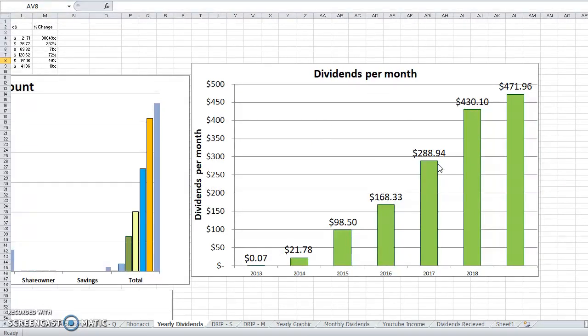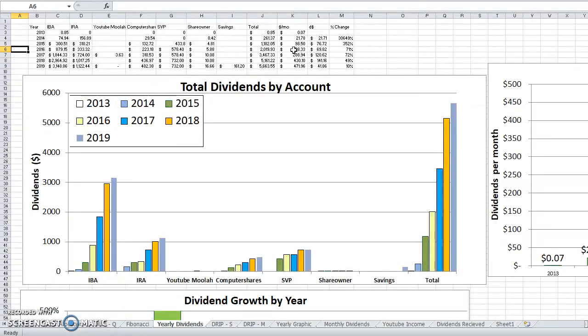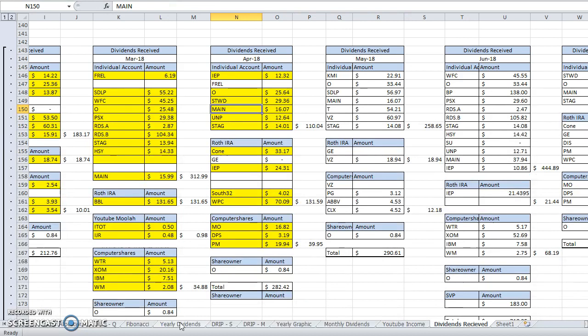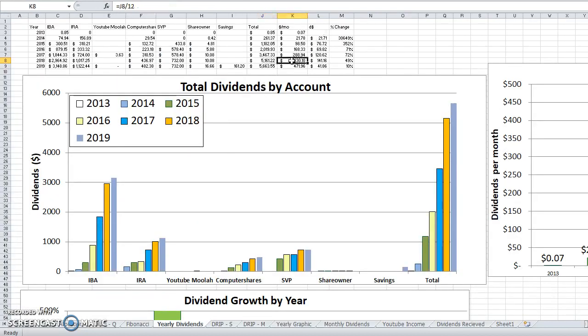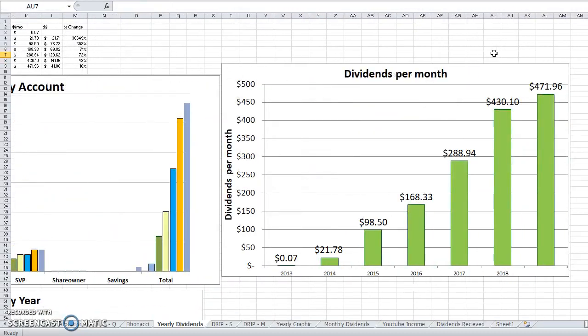So here's the dividend by month. This is really just looking at the total forecasted value that I plan on getting for the year. This is attached to the dividend received tab, and it just divides it by 12, so you can get an estimate as to what the dividends per month are. You can see for 2019, I'm almost at $500 a month, or $6,000 for the year. And I still have all of 2018 to add capital to that as well.